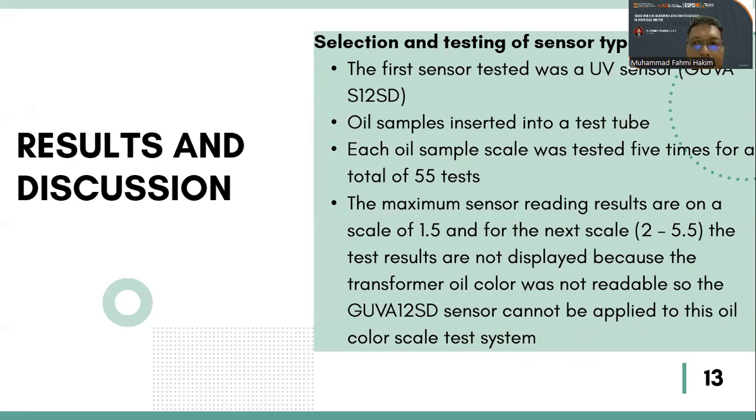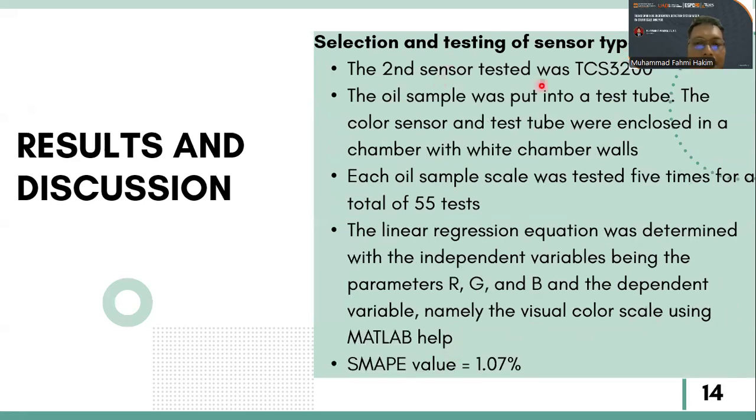And then we tried to use the second sensor, the color sensor TCS 3200. The oil sample was put into a test tube. The color sensor and test tube were enclosed in a chamber with white chamber walls. Each oil sample scale was tested 5 times for a total of 55 tests. And then the linear regression equation was determined with the independent variables being the parameters R, G, and B, and the dependent variable, namely the visual color scale, using MATLAB. And then the SMAPE value for this test is 1.057%.